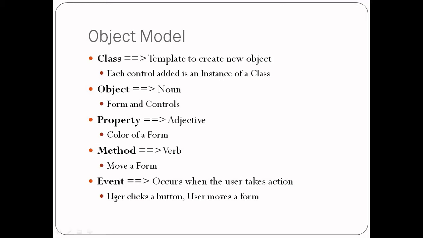And method is an action that a particular control can perform. Method is nothing but a block of code, and in simple terms, a method is nothing but any action or activity that a particular object can perform. For example, we can move a text box from one place to another place. So movement of a text box is a method for that particular text box. Changing the color of the form is a method. So method is nothing but an action that a particular object can perform.